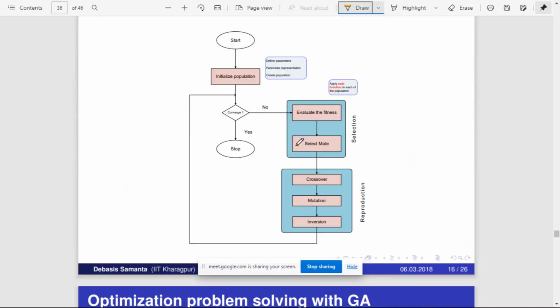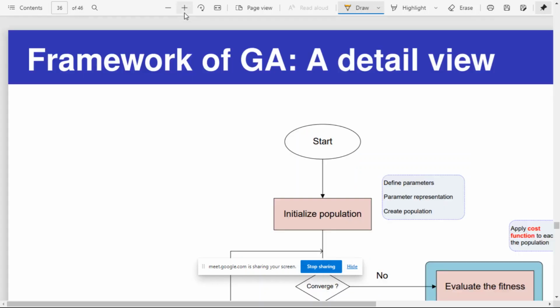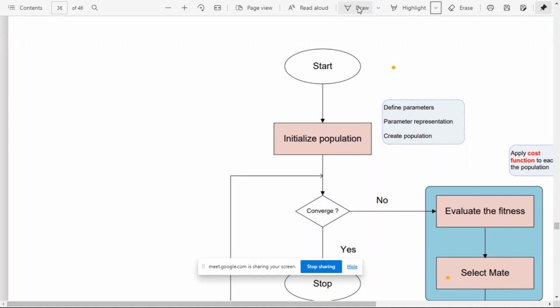So this is a detailed framework of the genetic algorithm. I'm not sure whether it is visible or not. Okay. So whatever we have discussed in the previous diagram, the same thing we are discussing here, but in a more detailed way, right?